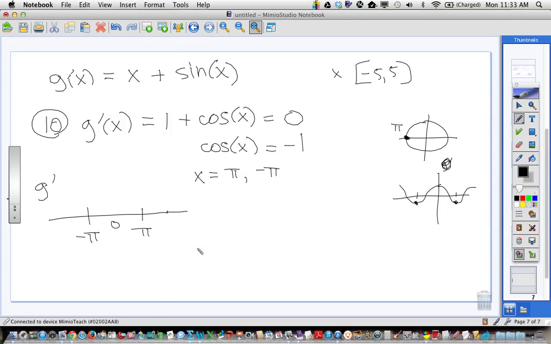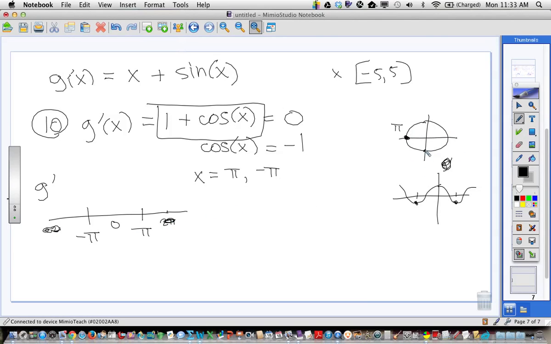Now wait a minute. Where are we going to plug these? We're going to plug it into G prime. So we better pick numbers. Somebody said 5. Do I want to do cosine of 5 without a calculator? No, I'd rather do numbers that I know, right? So what's a number bigger than pi? How about 2 pi? How about negative 2 pi? That's not in the interval though. So we can't use that.